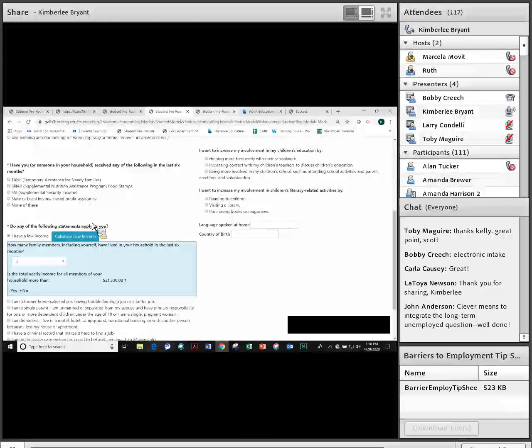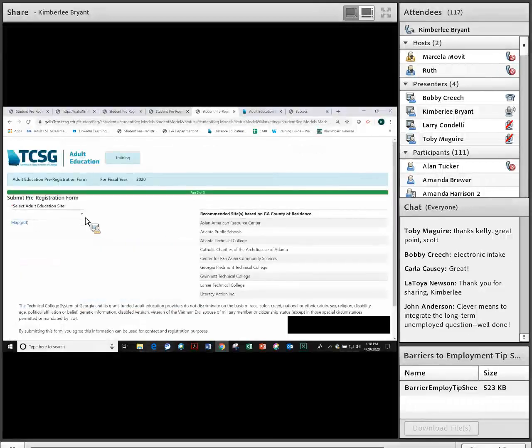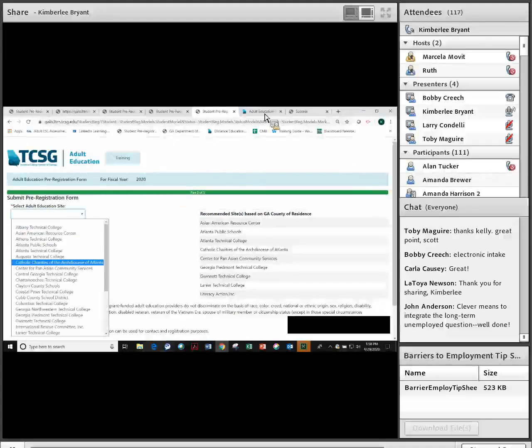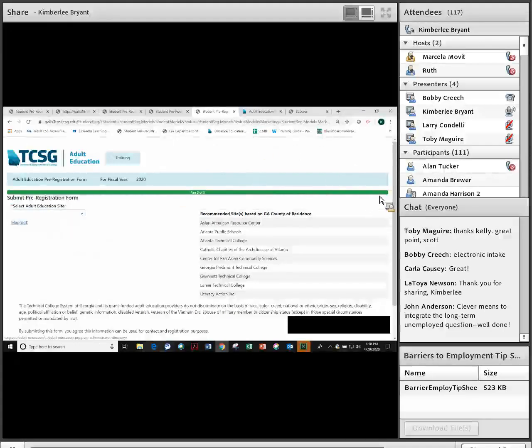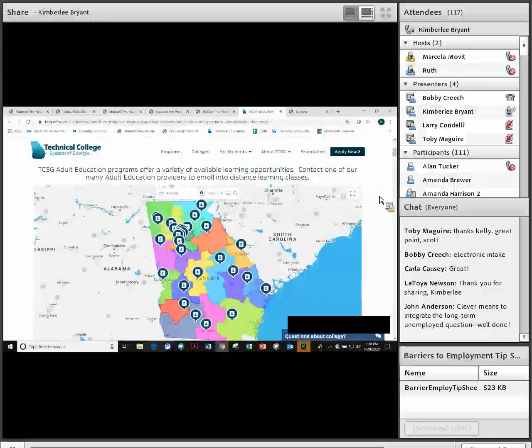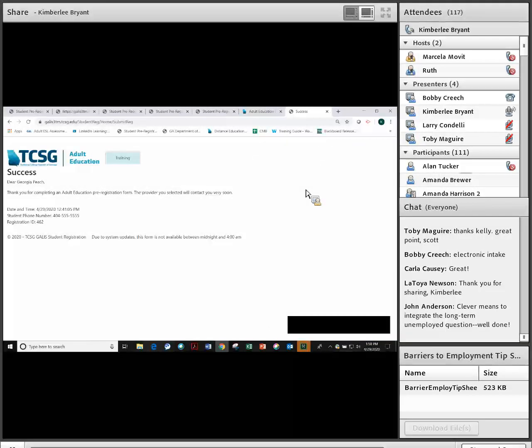So the next thing is, once they're done with that part, they can select a site. They can also click on this map link, which takes them to our website, which shows them all of the different programs that we have, so they can select one that's going to work for them. Once they're done, they will submit the form and they get a success message. They also will get either a text message or an email message based upon the data that they entered.